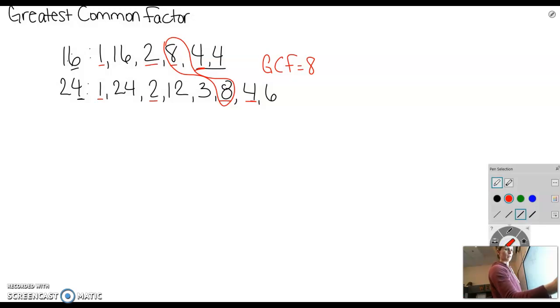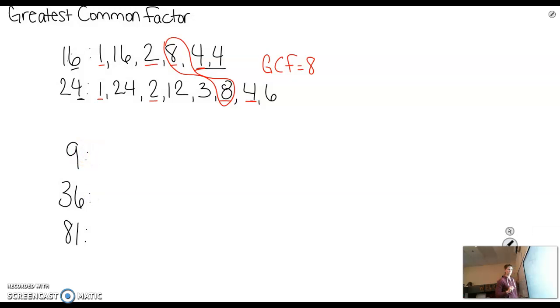Okay, let's look at a set of 3 numbers. We have 9, 36, and 81. Let's list the factors of 9. We have 1, 9. 9 is not even, so it's not divisible by 2. And we know that 3 times 3 is 9. So we just got our doubles, so we know we found the factors for 9.